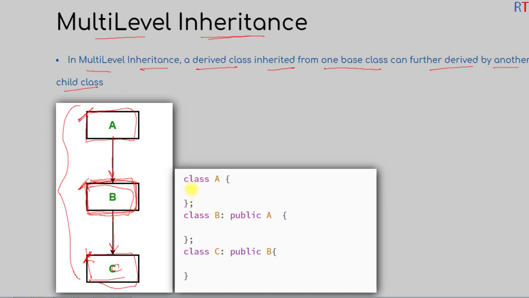And the syntax is, first you have one class A and then class A is inherited by another class B, so we have written class B public A. Then we have created another class C which is inheriting the property from class B, so we have written class C public B. This way, first class A is inherited by B and then class B is inherited by C, and this type of inheriting structure is called multi-level inheritance.